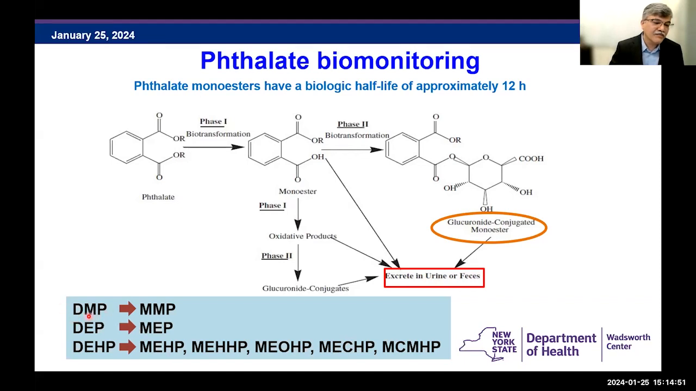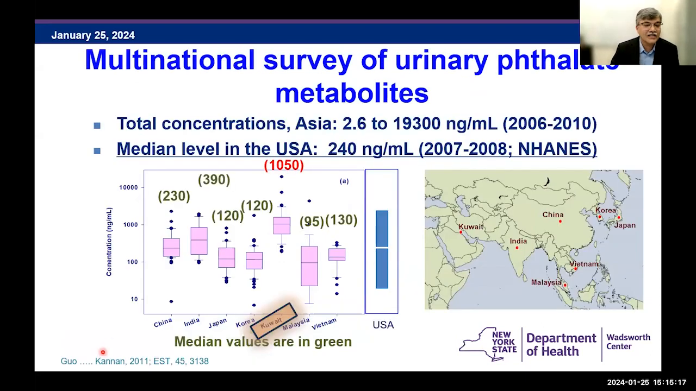So if you are looking for dimethyl phthalate, basically it gets converted into monomethyl phthalate and excreted in urine. Diethyl phthalate gets excreted as monoethyl phthalate. Diethylhexyl phthalate has multiple metabolites. We measure 5 of them. In fact, there are much more than 5 metabolites of diethylhexyl phthalate present in urine. I will show you some examples of that.